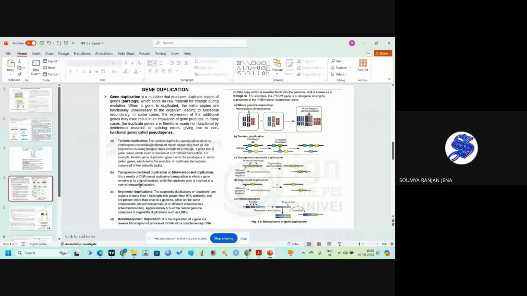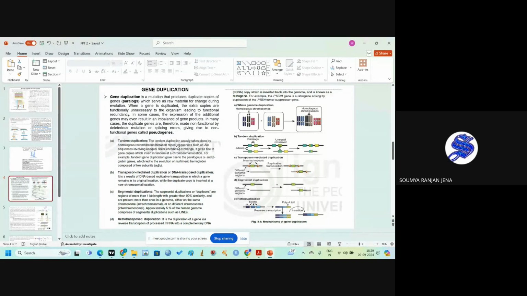So these gene duplications are of four types. One is tandem duplication. In tandem duplication, the duplication usually takes place by homologous recombination between repeated sequences such as ALU sequences, involving unequal sister chromatid exchange.